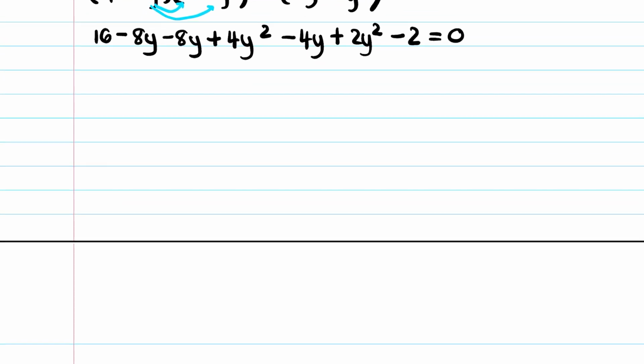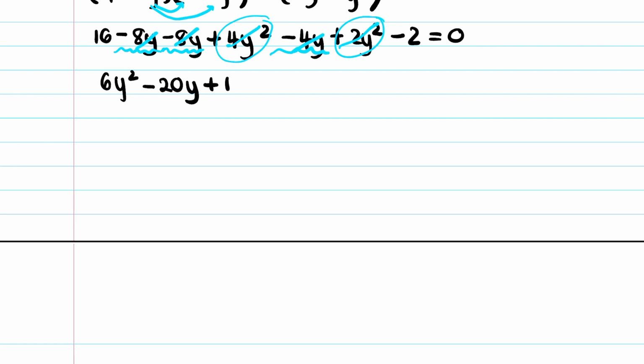Excellent. Now I have something that I can simplify. So we have 4y squared and 2y squared. That is going to give me 6y squared. I'm going to cancel them out. Then I have negative 8y, negative 8y, and negative 4y. That is going to give me minus 20y. I'm going to cross them out because I have used them.